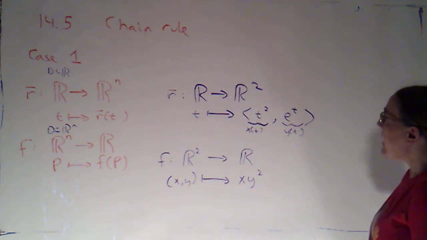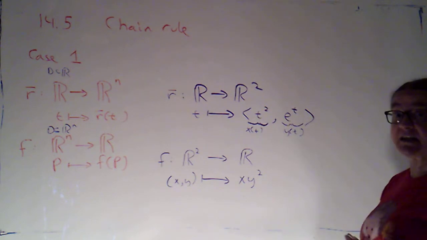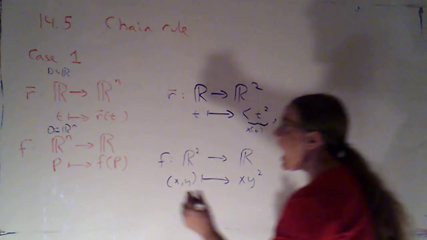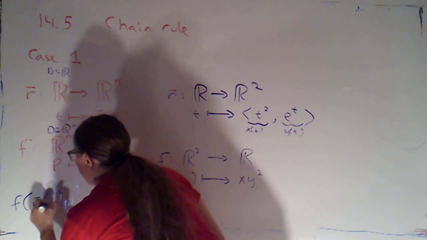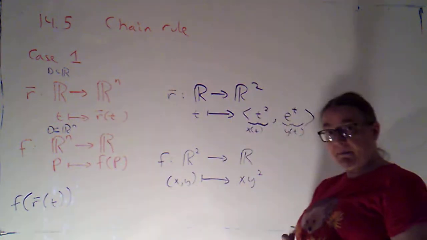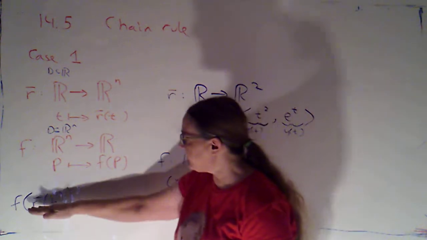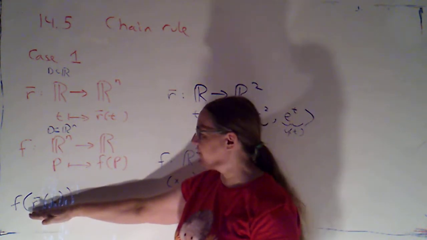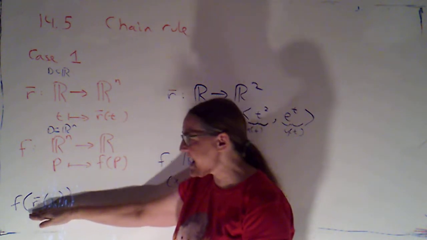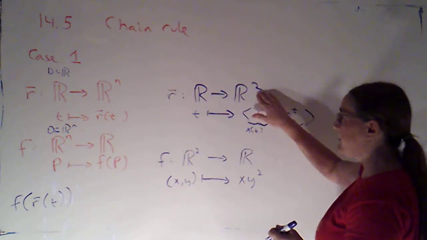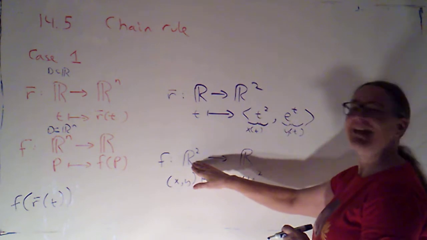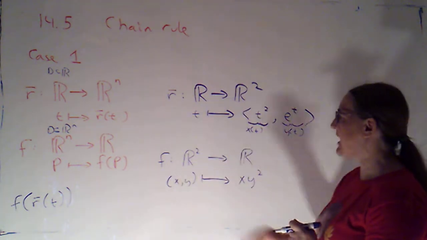Okay, well, I could compose these functions. I'm going to look at this particular order, looking at f of r of t. A composition will be defined if the output of one function is in the domain of the second function. So the output from r of t was going to be a point in 2 space. That's in the domain of f, so I can do this.